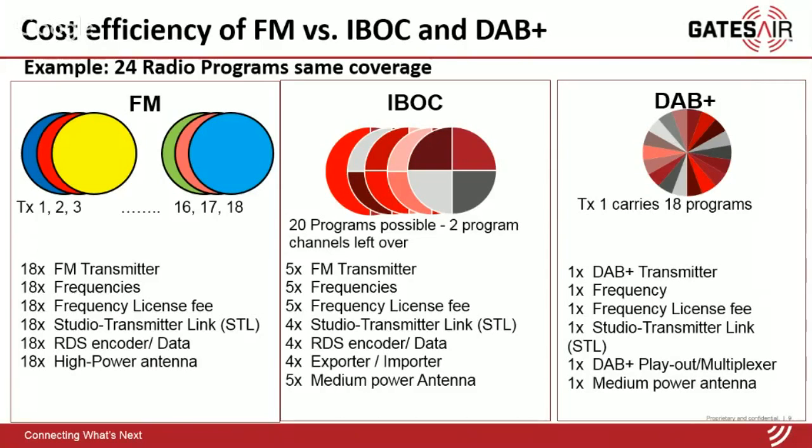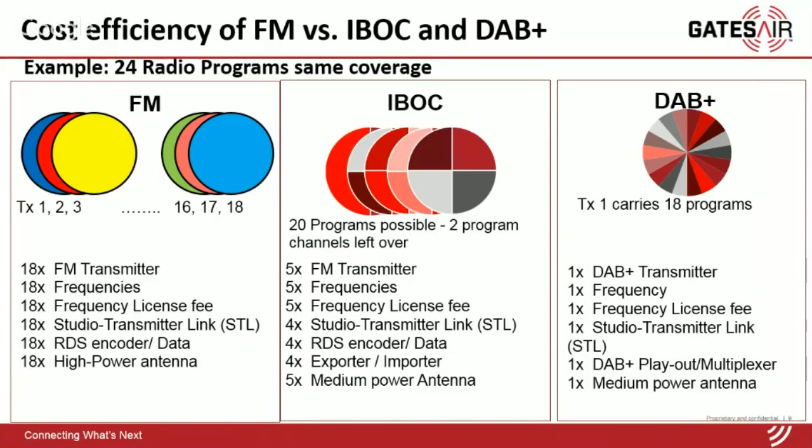With IBOC, you can have either China Digital or DRM or HD Radio. You can have up to 4 program channels into a single transmitter. So again, to get those same 18 broadcasts, you need 5 transmitters and 5 frequencies. So it gets better. It's an improvement on equipment utilization.